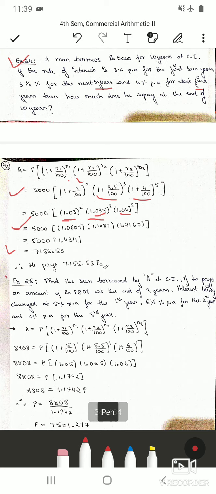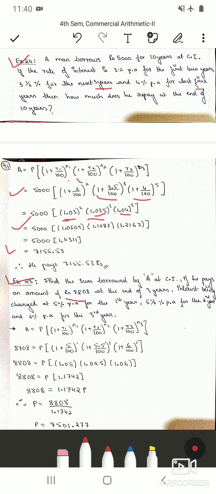So the next question on varying rate is, find the sum borrowed by A at compound interest if he repays an amount of rupees 8,808 at the end of 3 years, interest being charged at 5% per annum for the first year, 5.5% per annum for the second year, and 6% per annum for the third year. So we understood this is a concept of varying rate of interest because rates are different for different years, and they have given the amount.